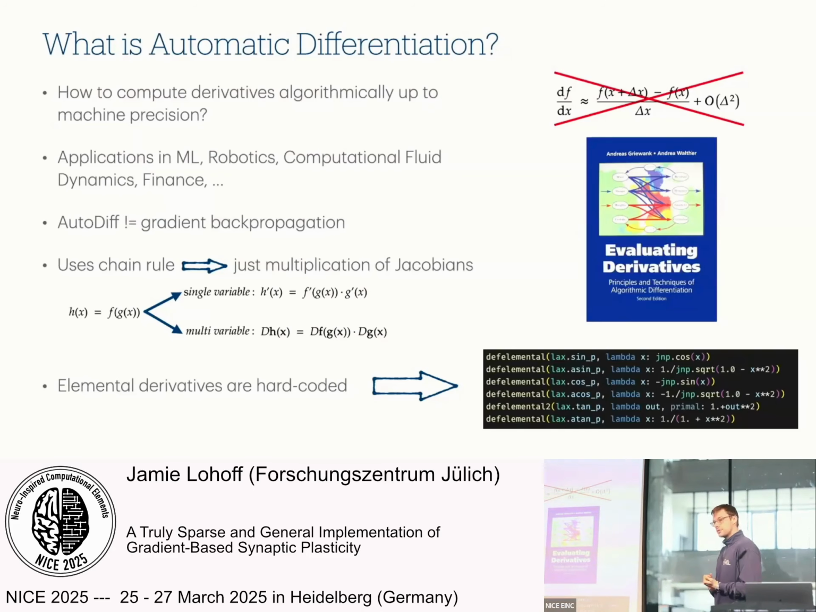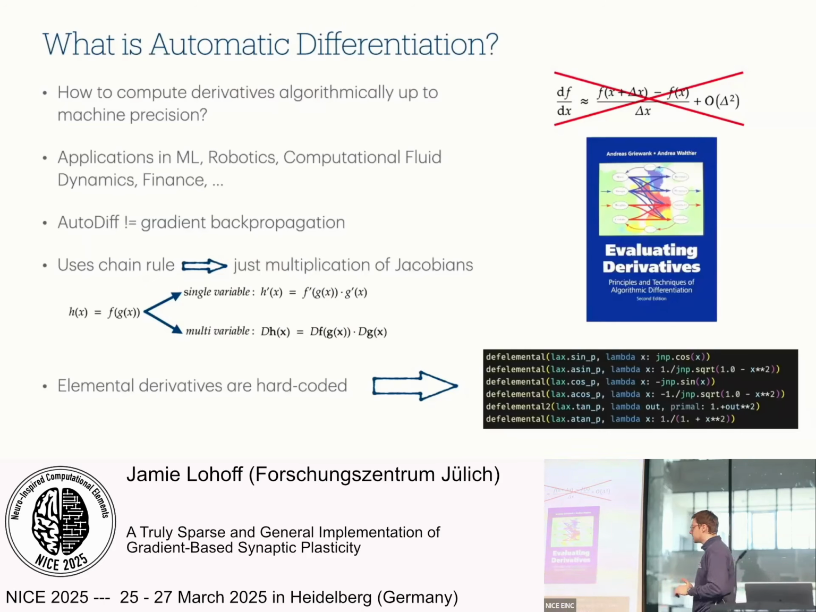So for automatic differentiation, there are only two ingredients that you need to make the thing work. The first one is the chain rule. In the single variable case, the chain rule is just the multiplication of the two derivatives of the chained functions. And in the multivariable case, you just multiply the two Jacobians with each other. Keep that in mind. That is important throughout the talk.